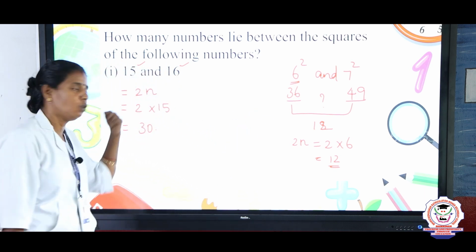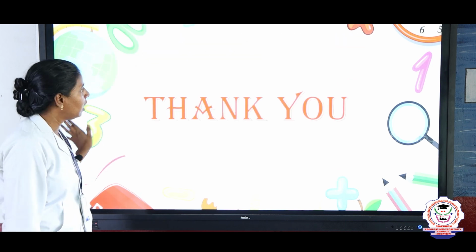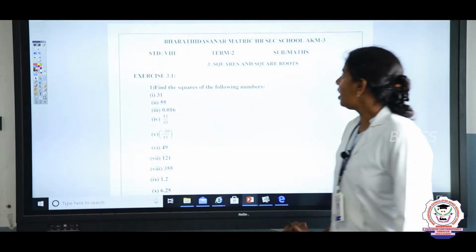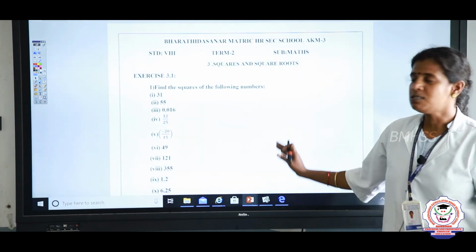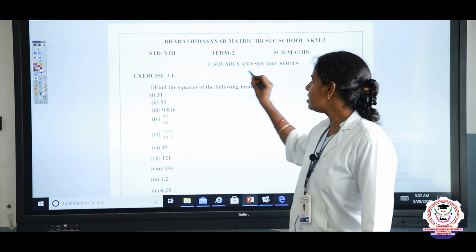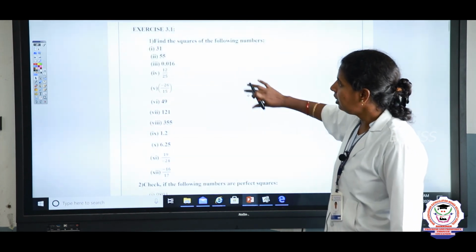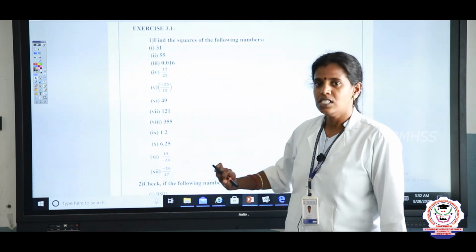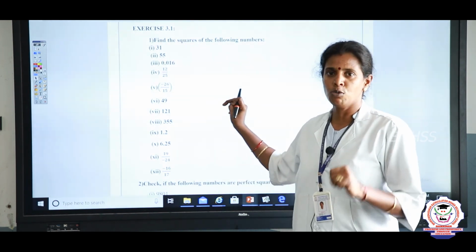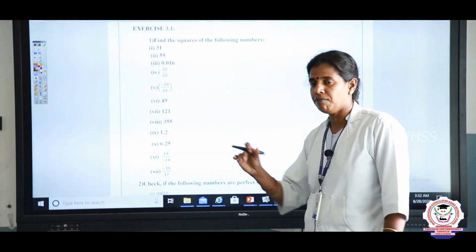To find the number of numbers that lie between the squares of two consecutive numbers, we will use 2n. So far we have seen the properties of a perfect square, children. See, your question bank will be like this, which is given in your description box, right? This is the question bank for squares and square roots, the third chapter. See, find the squares. Here they have given 12 questions. I taught you only a few sums, 1 or 2 questions. So, using this you can solve the remaining problems in the same way, right?